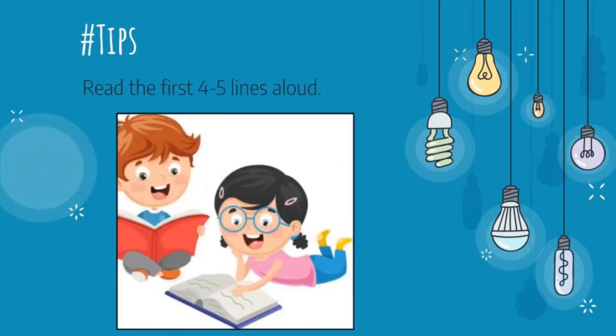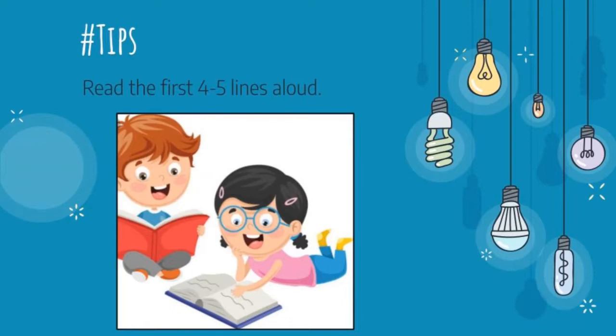Students, tip number three is read the first 4 or 5 lines aloud. Students, after selecting the story from your storybook, read the story line by line, or otherwise read the first 4 or 5 lines in a loud manner. Don't take any notes or don't try to understand everything in your first reading. First read the first paragraph. It may be 4 to 5 lines or 6 to 7 lines. That is not a problem.